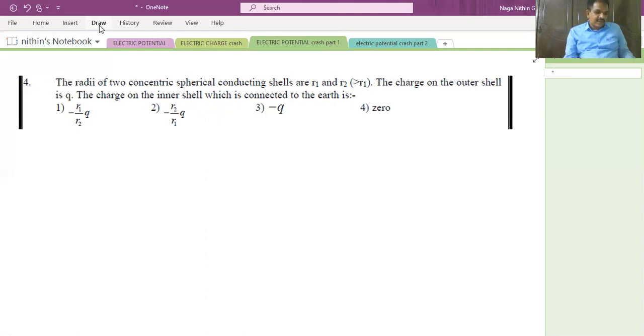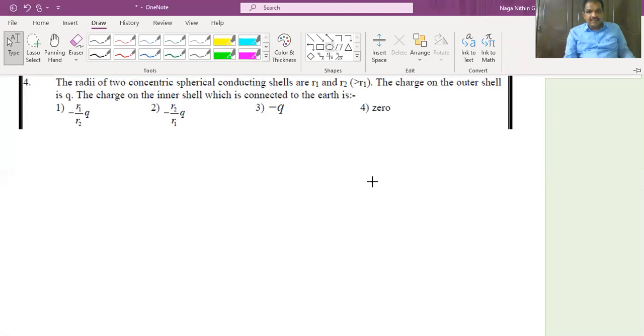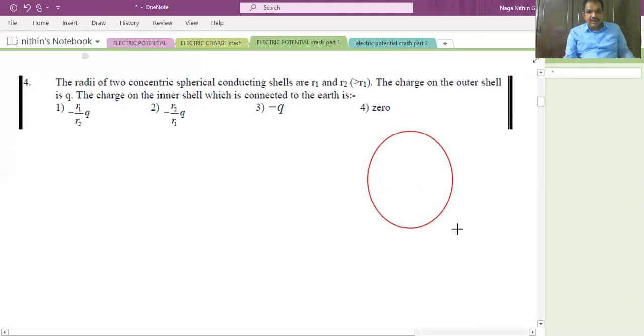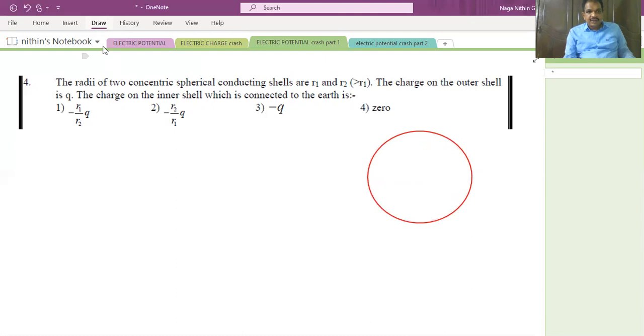Okay. Next, what they are giving is two concentric conducting shells of radius R1 and R2. The two shells are there, two spheres are there. They are having radius R1 and R2. For example, it is a sphere having radius R1, R2, let it be. And one more is there.